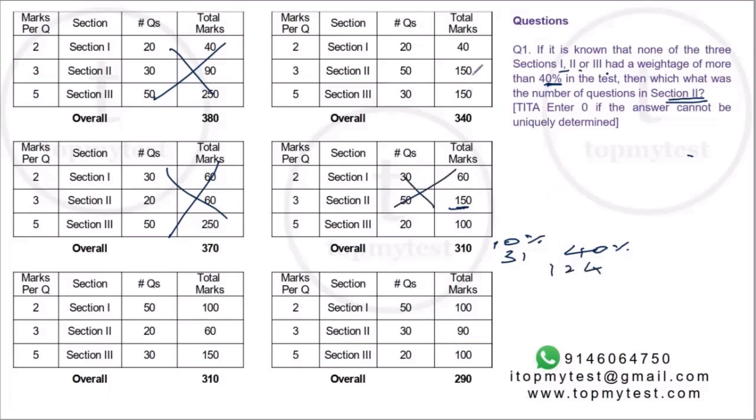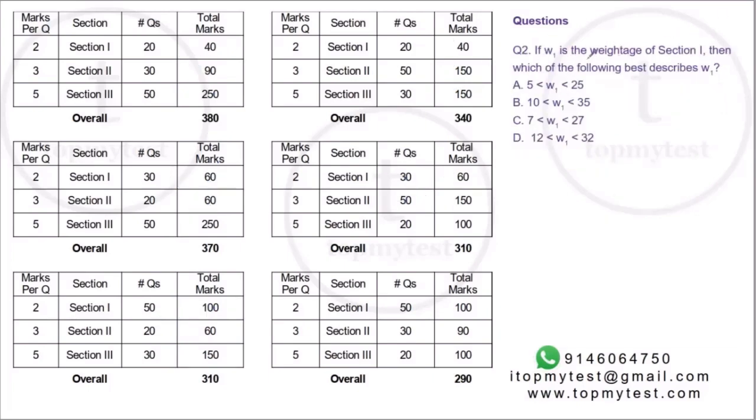Similarly, you can eliminate this also. 10% will be 34. 4 times that, 34 into 4, will be 136. So that is also out. Similarly here, because 150 out of 310 is eliminated, this is also eliminated. So we are already looking at the last case. Only one case is available. What is the question? What is the number of questions in section 2? Section 2 has 90 questions. Pretty straightforward.